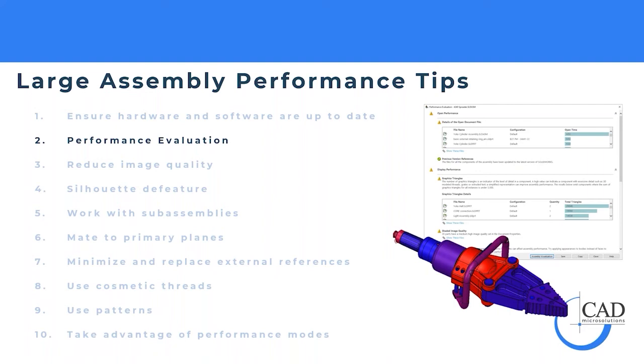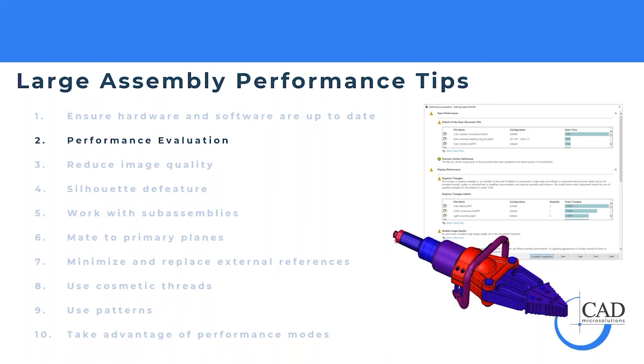It's also where we can take a look at the graphics triangles that we have in our assembly. Graphics triangles are one of the biggest drains on your system. They're one of the biggest causes of low large assembly performance. It's just how many graphics triangles have to be rendered at once.